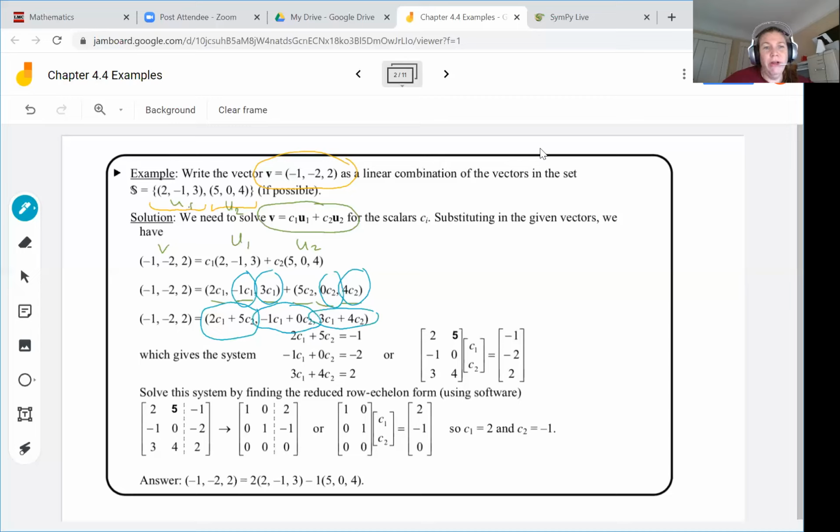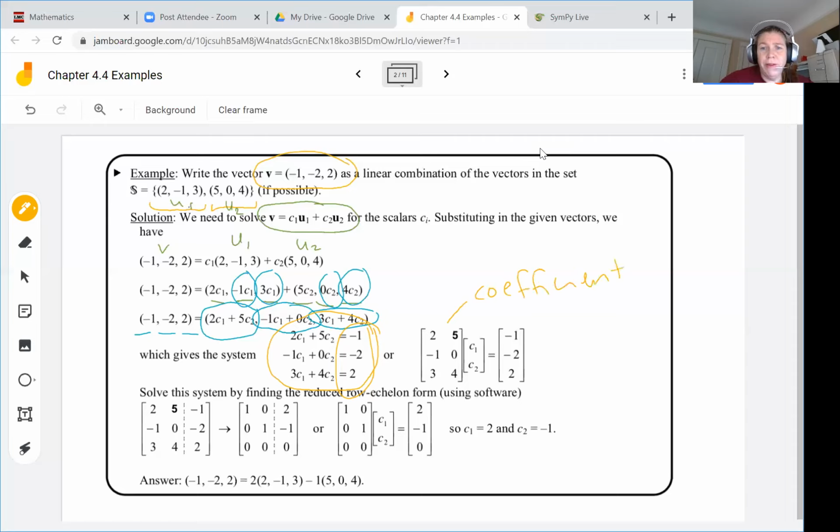Okay, so we know these need to equal the 3 values in our 3-tuple for V, so we can set up the equation 2C1 plus 5C2. So this whole equation right here equals -1, and so forth, setting each of these equal to the values in V, which are over here in this column. So then this becomes something we can solve with matrix multiplication. So we take our coefficients. So here's our coefficient matrix.